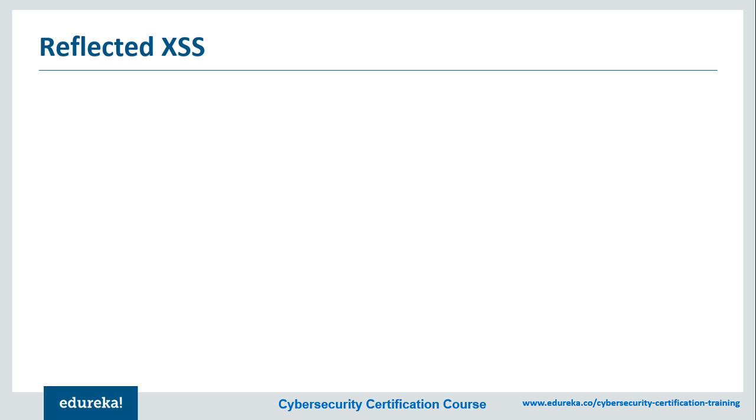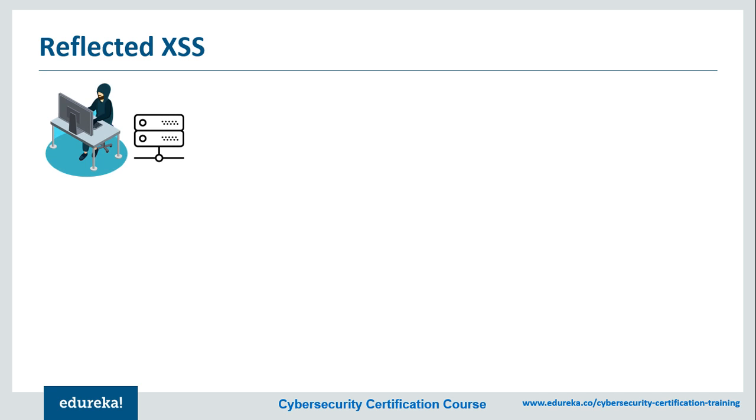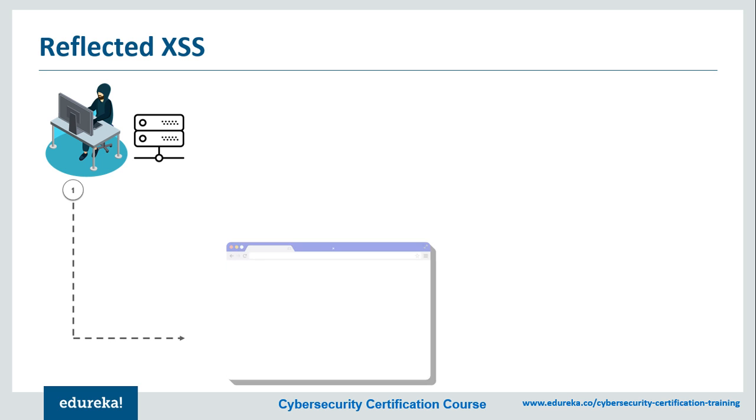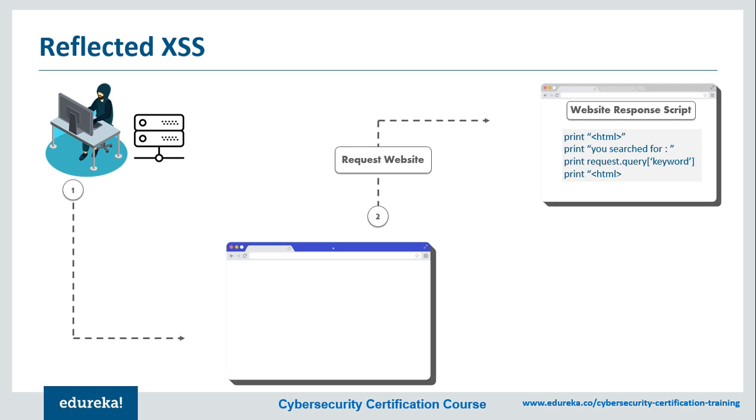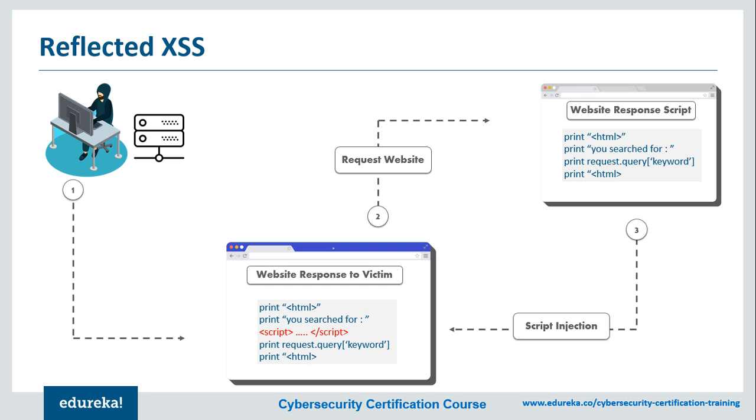So now let's take a step-by-step look at how cross-site scripting actually works. Firstly, the attacker crafts a URL containing a malicious string and sends it to the victim. Now, the poor victim is tricked by the attacker into requesting the URL from the website, which is running a vulnerable script. And then the website includes the malicious string from the URL in the response. And then in the end, the victim's browser executes the malicious script inside the response, sending the victim's cookies to the attacker's server.